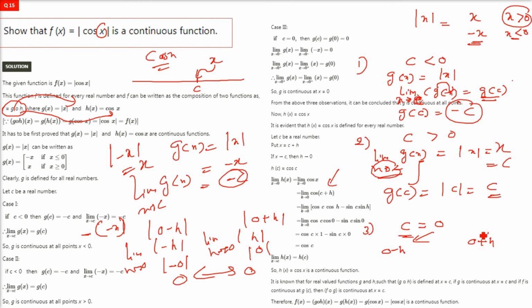Okay. So here all the three cases of mod x we have taken for any c, and we have shown that this modulus of x is continuous. Cos x you have to show by yourself. Okay. I'm just not doing it again.